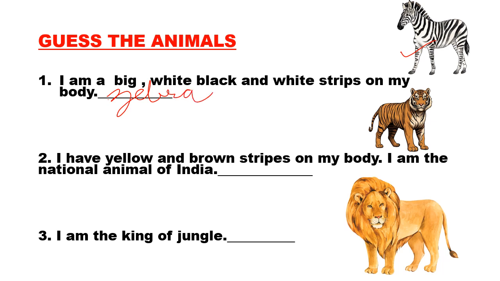Next, I have yellow and brown stripes on my body. I am the national animal of India. Who is the national animal of India? Yes, right you are. Tiger. And it has yellow and black stripes all over its body. Yes, so the answer is tiger.